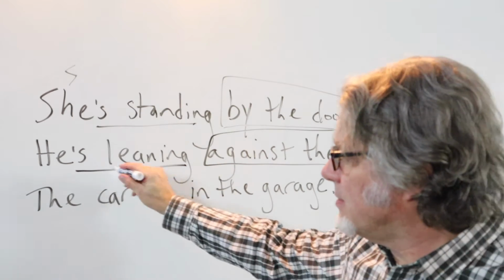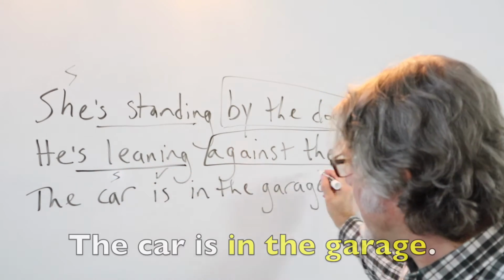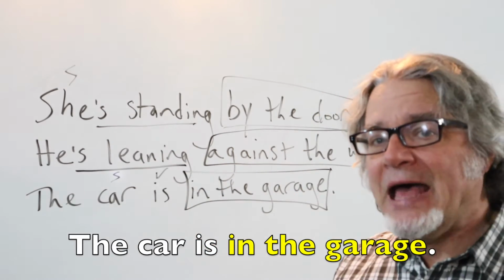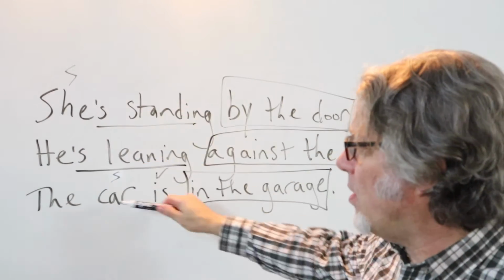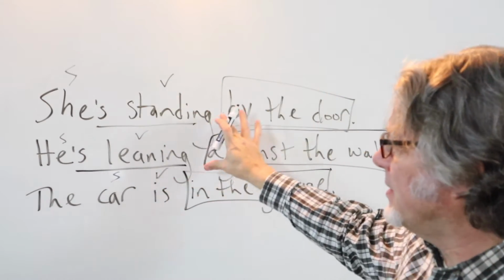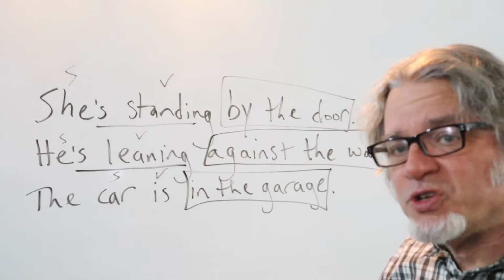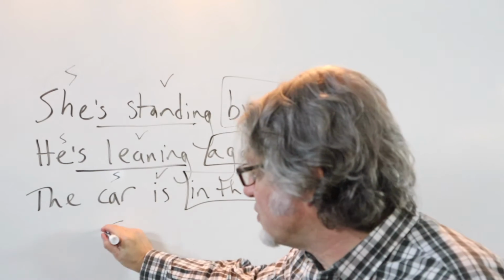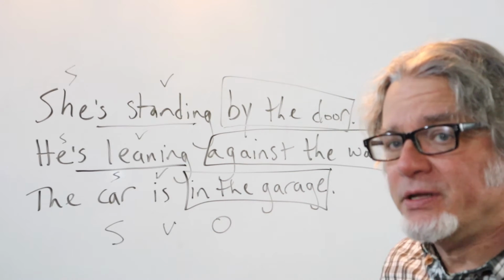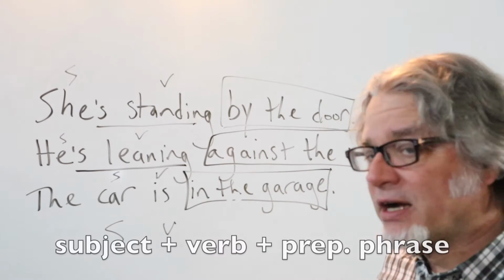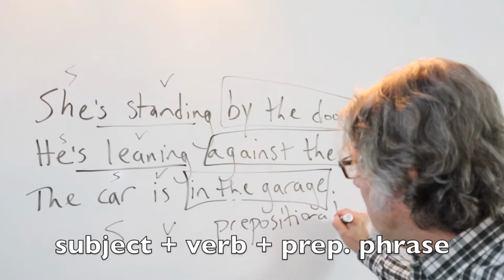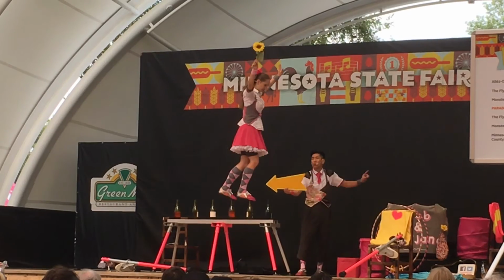And here, subject and then the verb, and then here's the prepositional phrase where there's a preposition and then a noun. Notice that in all of these you have the subject and then the verb, and not an object, but a prepositional phrase. The subject, verb, object word order in English is very common, but in this case, it's subject, verb, and then you have the prepositional phrase.